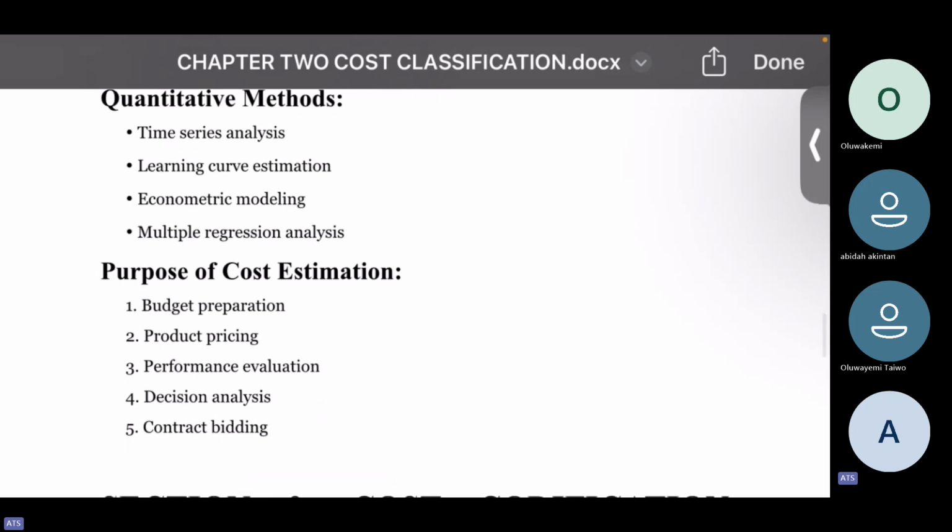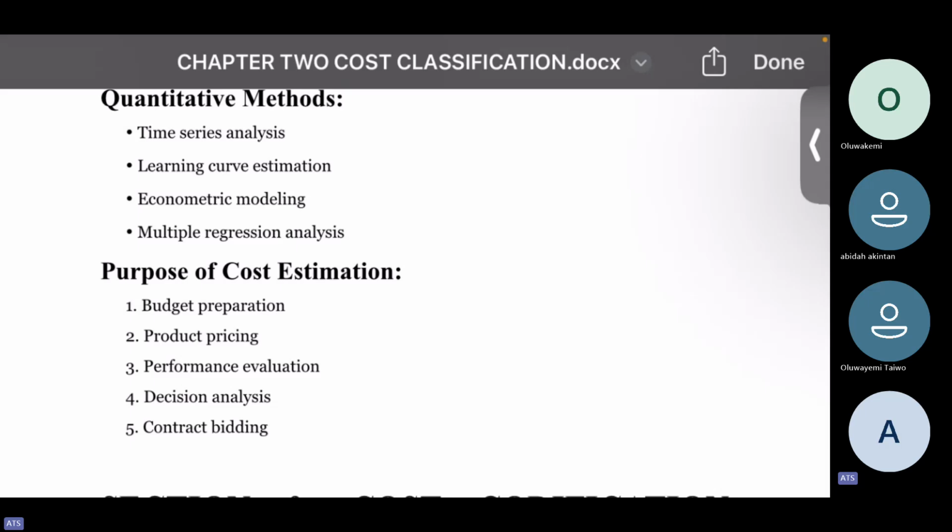So the purpose of cost estimation is for you to be able to prepare your budget. The main reason why we prepare a budget is to see our expenses side by side with the incomes that we are expecting. So you already have your expected income here, but to be able to get the expenses, you have to estimate your cost, and that's why we use cost estimation techniques.